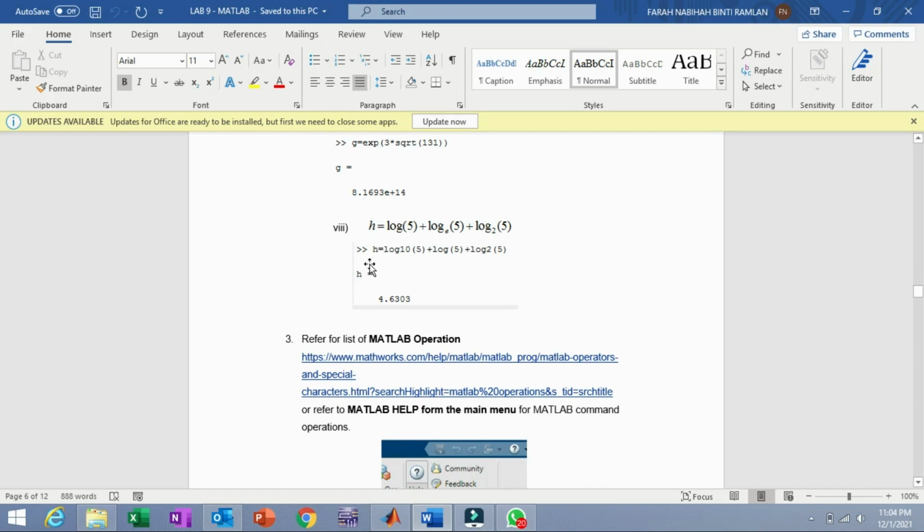Then the next question, which is H equals log 5 plus log base e of 5 plus log base 2 of 5. In Matlab, H equals log, and we use log base 2 for the last term. 5 in brackets is still 5. For log e, we do not insert log base 10 because e is equal to 1 as a base, so just log is enough. So log 5 plus log base 2 of 5, with 5 in brackets. After completing, we press enter, and we get the answer H equals 4.6303.